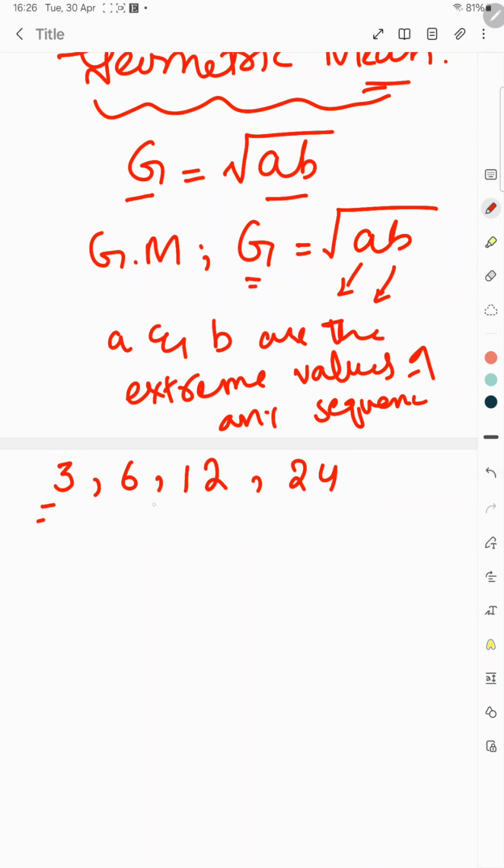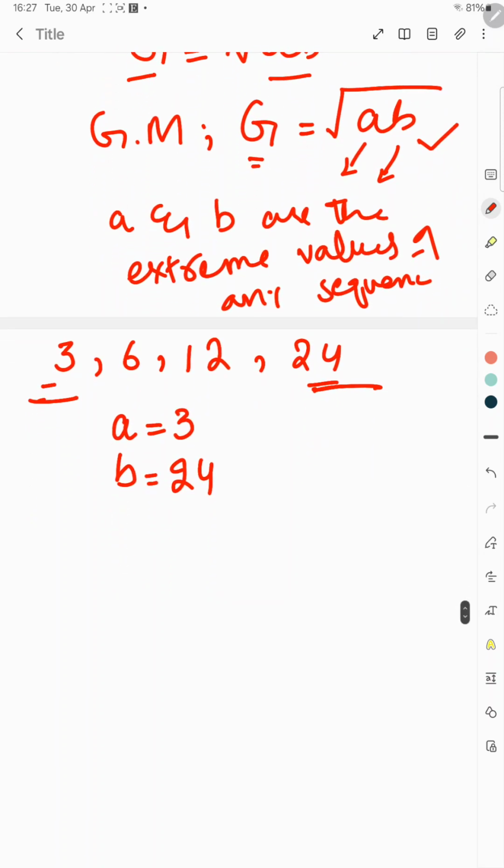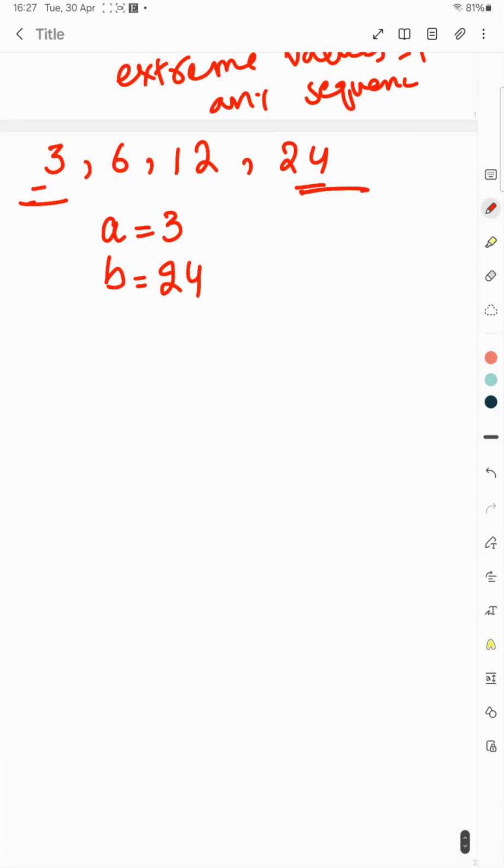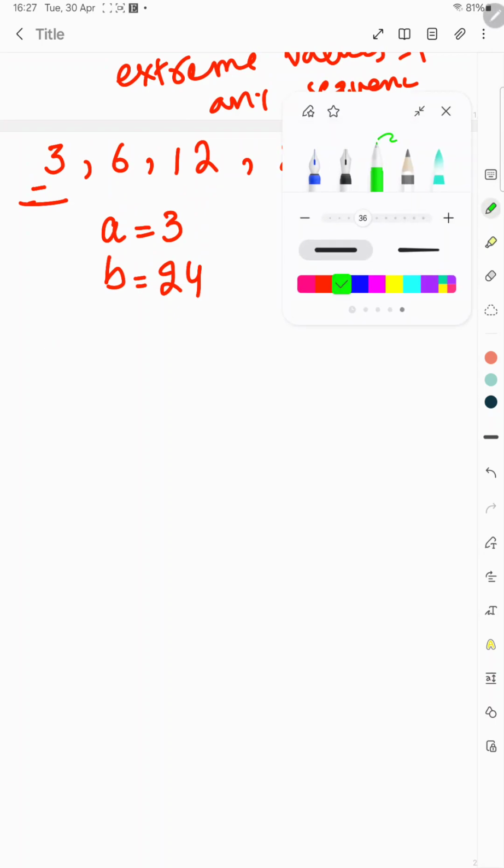So the smallest value is always represented by a. So here a is equal to 3 and the larger value is always represented by b. So here b is equal to 24. So these both extreme values are the values of a and b which we will use in the formula. Now I will solve an example for you so that you can know how we find geometric mean.